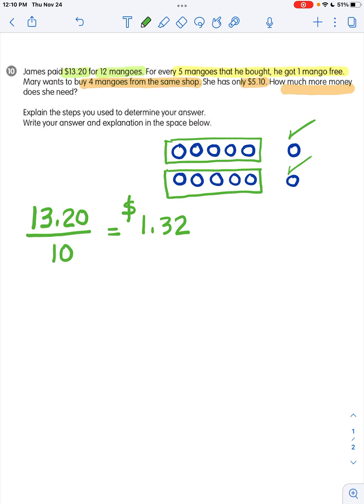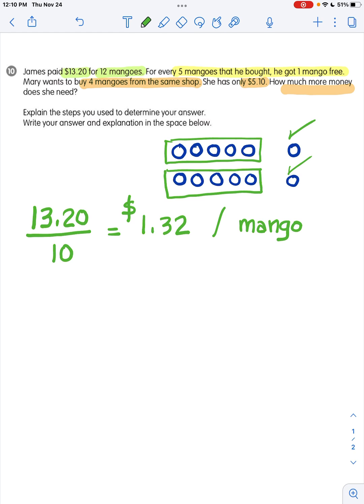So James did not pay for all 12 mangoes. James really paid for these five mangoes, got one mango free. These five mangoes got one mango free. So James paid for the 10 mangoes, got two free. James paid $13.20 for the 10 mangoes. That's $1.32 per mango. So that is the first piece of information to navigate. That's what's going on with James.